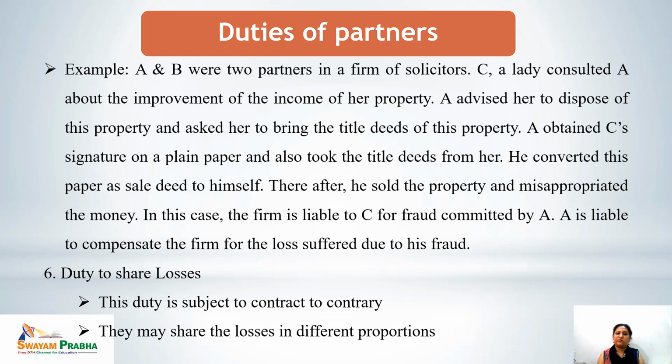In this case, the firm is liable to sue for fraud committed by A, because A is a partner of the firm. He has done the act in the name of the partnership firm, but he has made a fraud. He has done a fraudulent act. So A is liable to compensate the firm for the loss suffered due to his fraud.